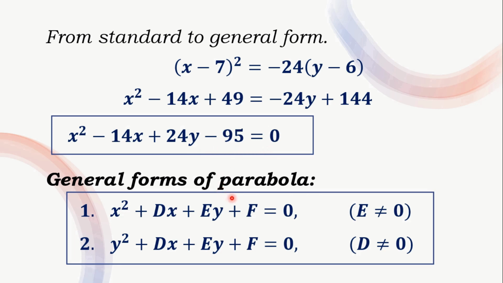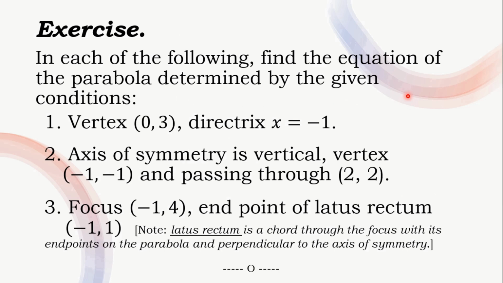The general forms of a parabola with vertex at (h, k) are written in these forms. First, we have x squared plus dx plus ey plus f equals 0, where e must not be equal to 0. Second, we have y squared plus dx plus ey plus f equals 0, such that d must not be equal to 0. For practice and to explore solving problems on parabola, we have here 3 problems.